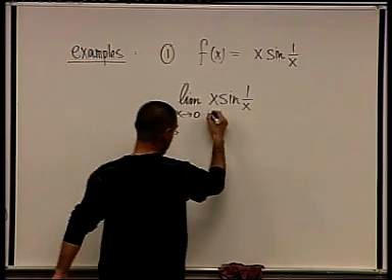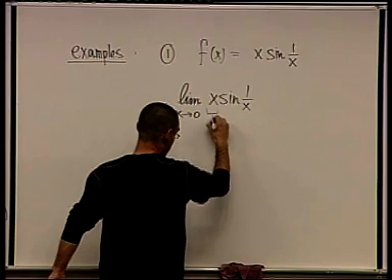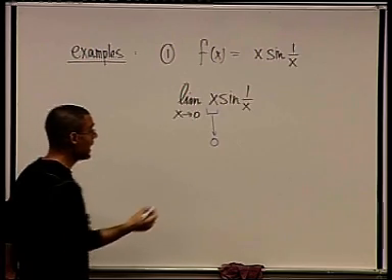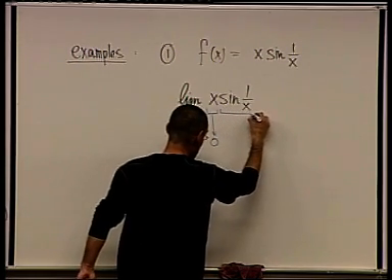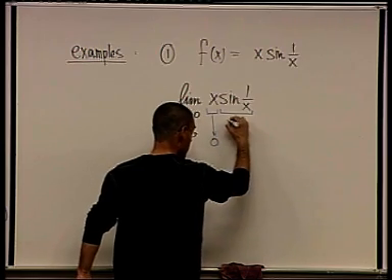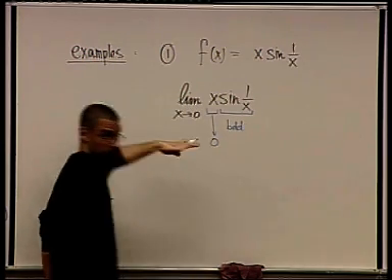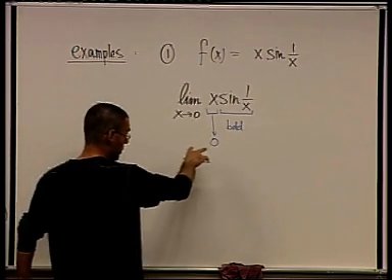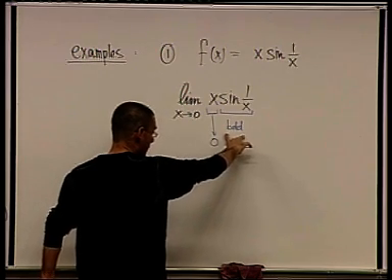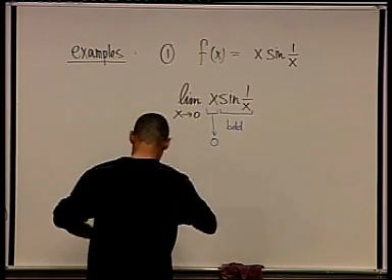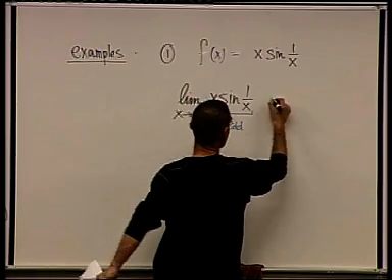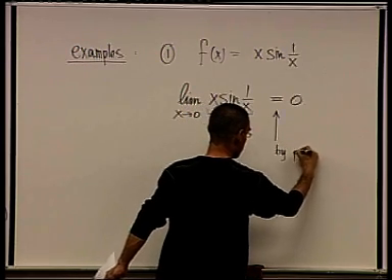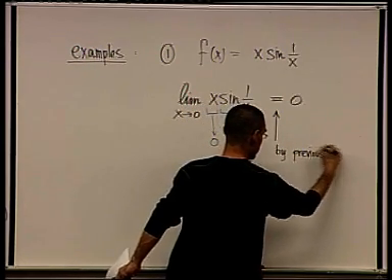As x approaches 0, x approaches 0, right? And sine of 1 over x doesn't approach anything. It doesn't have a limit, but it's bounded. It's always between -1 and 1. So we're in a situation where we have a bounded function multiplied by a function that goes to 0. By the previous theorem, this limit is 0.